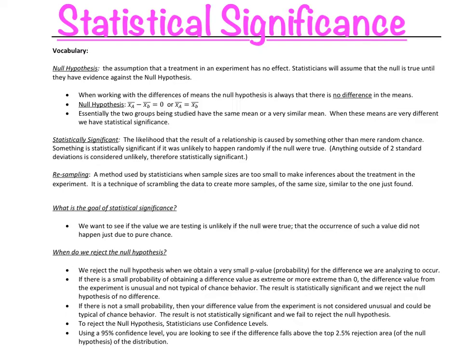There's a bunch of vocabulary here, and I'm going to try to paraphrase it to the best of my ability. There's something new here, called the Null Hypothesis. Sometimes you'll see this symbol, H naught. It's the assumption that there is no effect of the experiment's treatment. You always assume the null is true until you have evidence against it. The null for our cases is going to be that there is no difference.